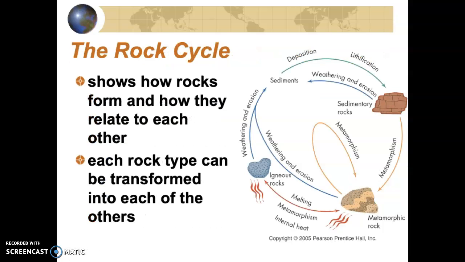We're going to wrap it up. There are some more slides that you can look at, but I wanted to just mention the rock cycle, which I would really like you to look at in the book. It shows how the different rock types form and how they relate to each other. And it reminds us that each rock can be turned into one of the other rock types.